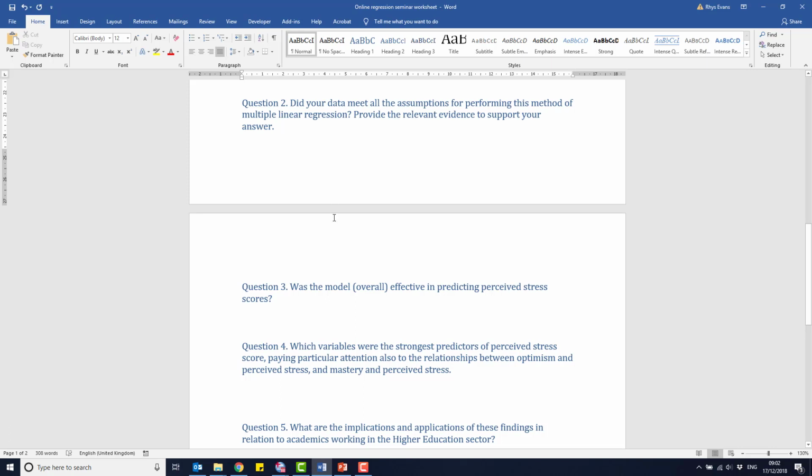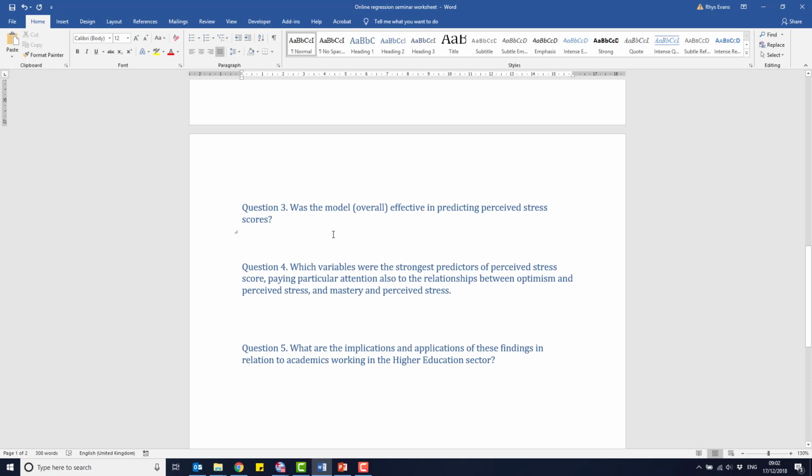Question 3, was the model overall effective in predicting stress? What we're looking at is, when we look at all these variables in combination, do they allow us to predict stress scores above the rate of chance? So we are actually doing something useful by looking at these variables together.